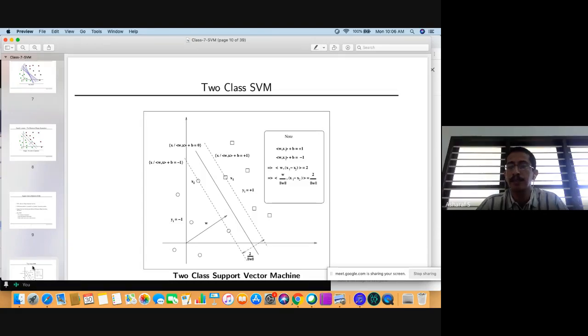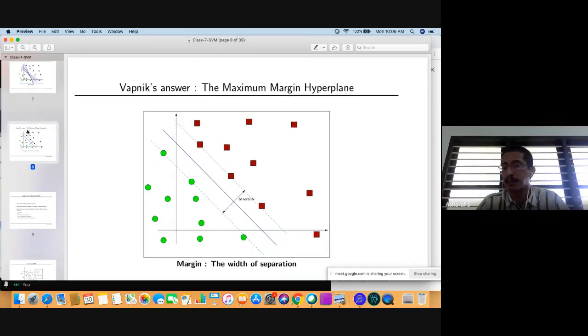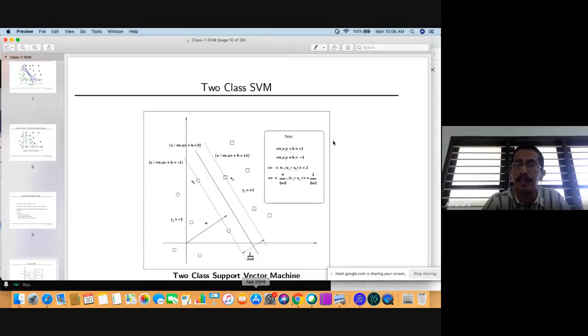the margin of separation is 2 by norm W. What am I looking for? I'm looking for the best hyperplane. And Vapnik said the best hyperplane is the one with the maximal margin. Margin is mathematically defined here as the margin of separation between the boundaries, and in this case it is represented as 2 by norm W. This is nothing but the separation between two parallel hyperplanes.